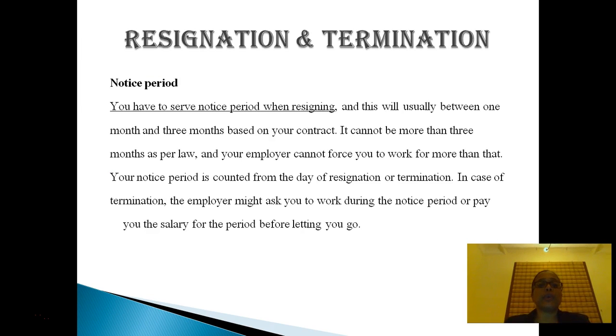Notice period. You have to serve a notice period when resigning, and this will usually be between 1 to 3 months based on your contract. It cannot be more than 3 months as per law, and your employer cannot force you to work for more than that. Your notice period is counted from the date of resignation or termination. In case of termination, the employer might ask you to work during the notice period or pay you the salary for the period before letting you go.